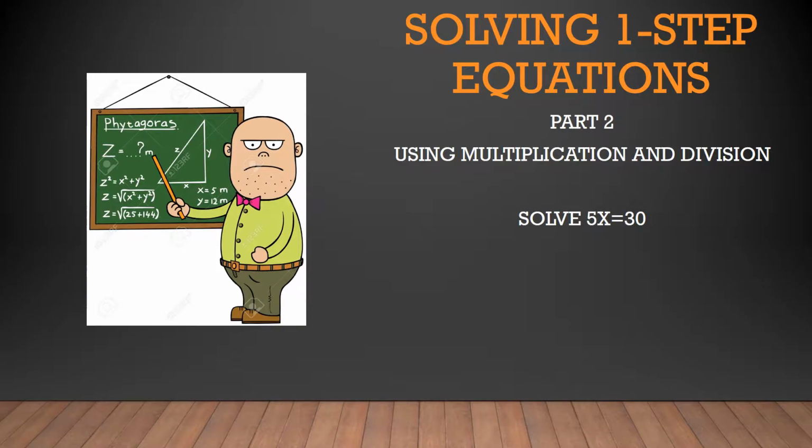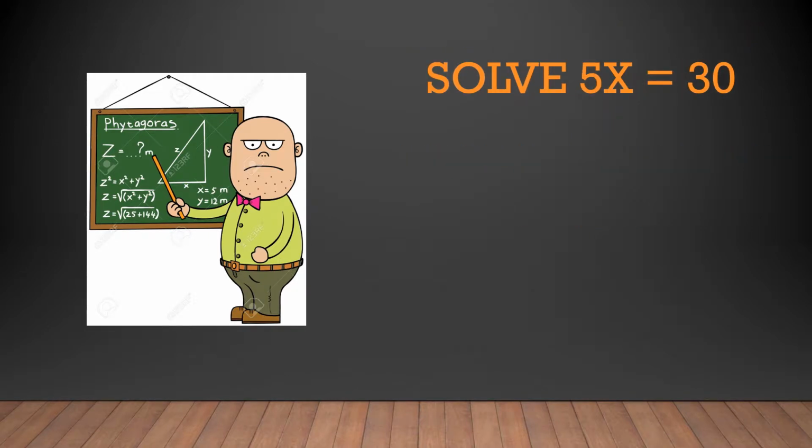All right, so this next lesson is going to be still talking about solving one-step equations, but this time we're going to have to use multiplication and division to solve these equations. So we're going to look at problems like solve 5x equals 30. So let's look at how we solve a problem like this, 5x equals 30.